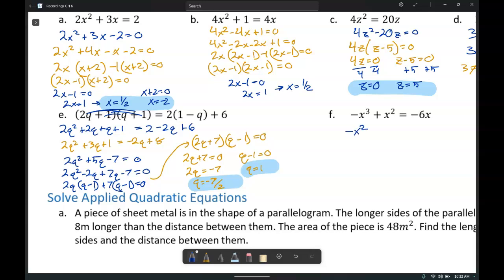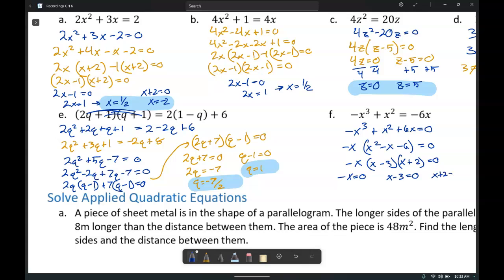Last but not least, standard form again. We can factor out the GCF. We can factor this trinomial. Set all factors equal to 0. And solve.